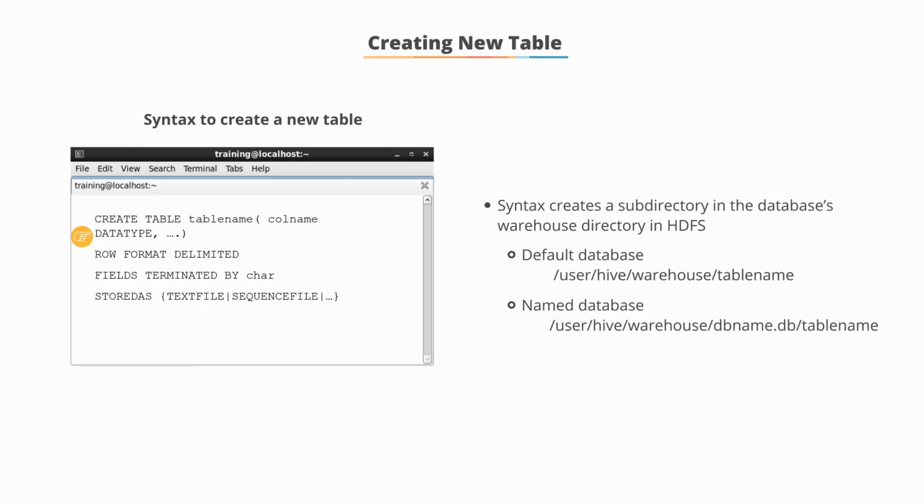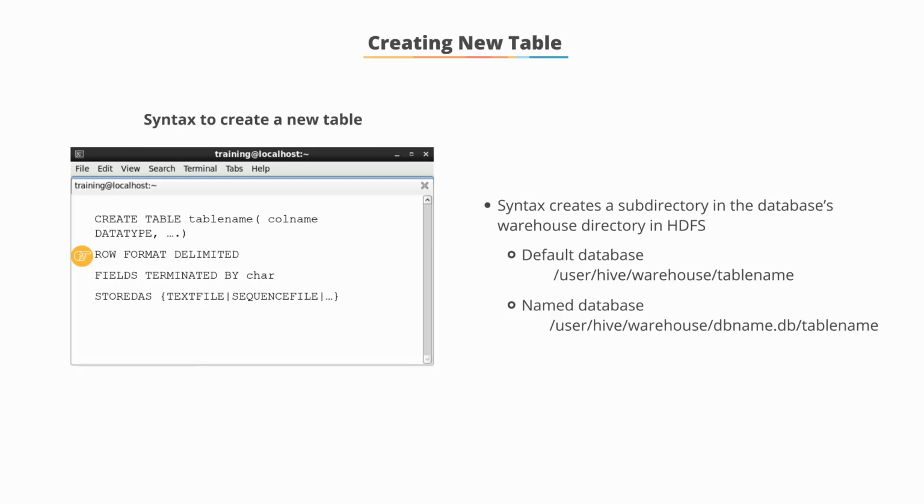The third line of the code is FIELDS TERMINATED BY character, which specifies that each field of data is terminated. For example, tab delimited data would require you to specify fields that are terminated by \t.